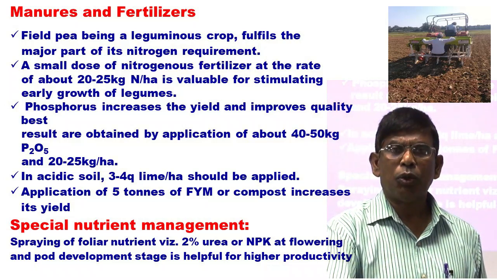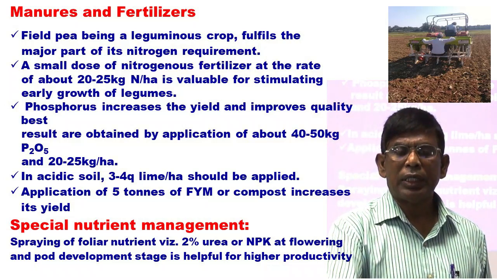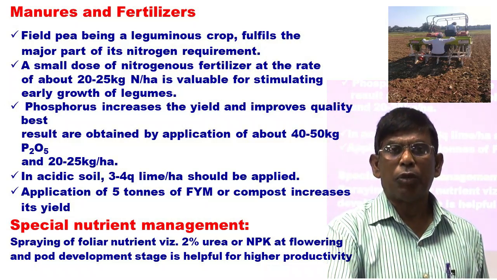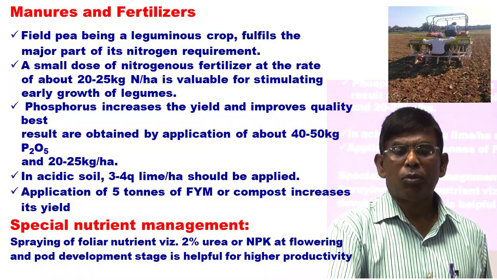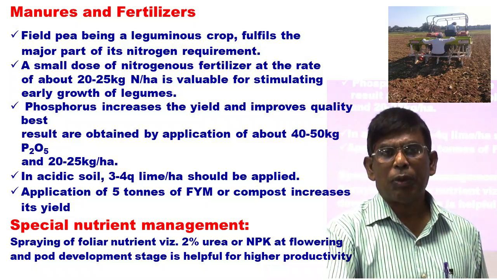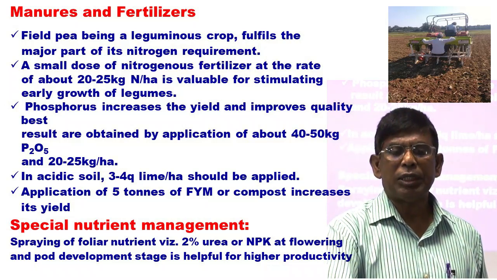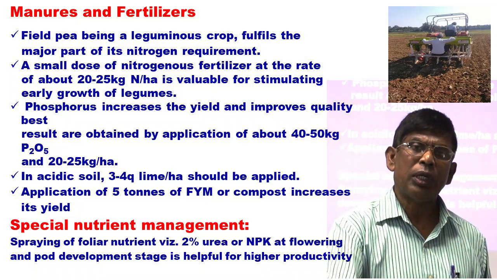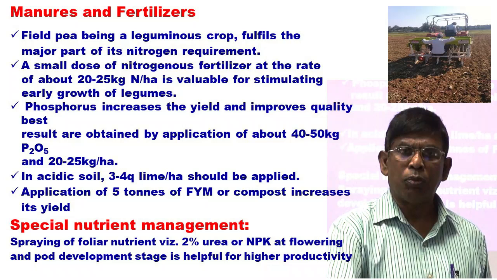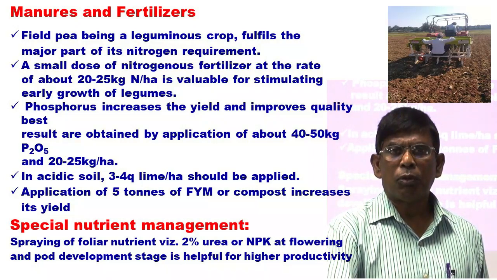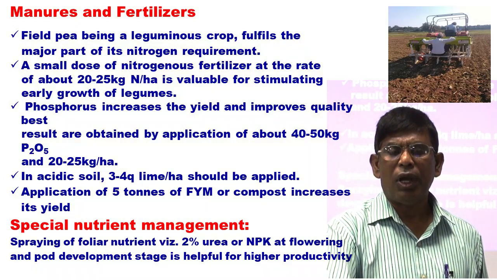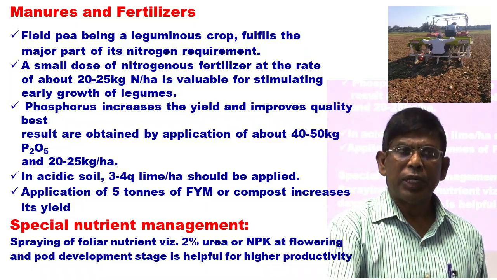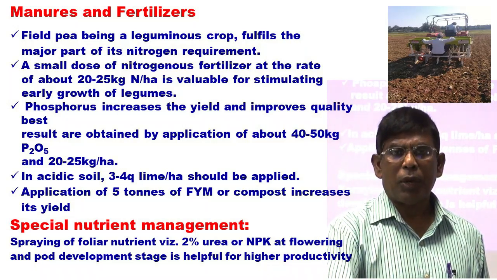And you also know that phosphorus increases the yield and improves the quality. So the best result can be obtained if you apply 40 to 50 kg P2O5 per hectare. Phosphorus also improves root proliferation and helps the growth. So it is very essential in the case of pulse crops.